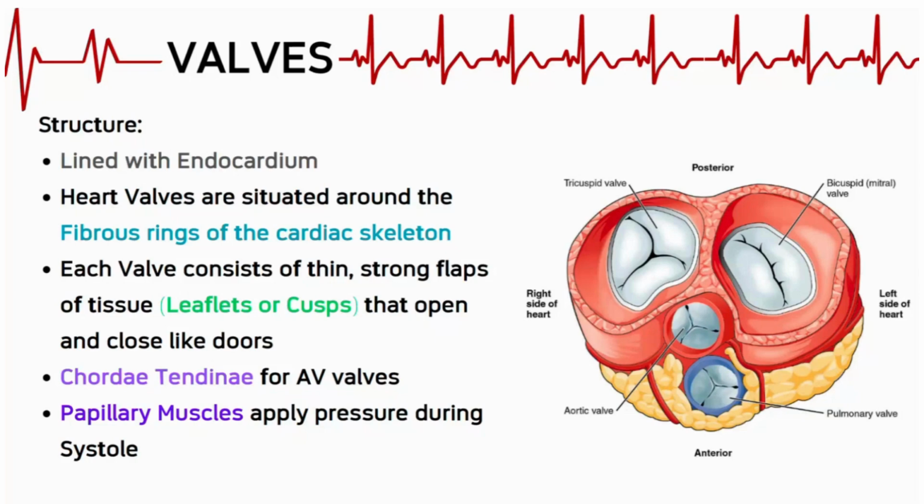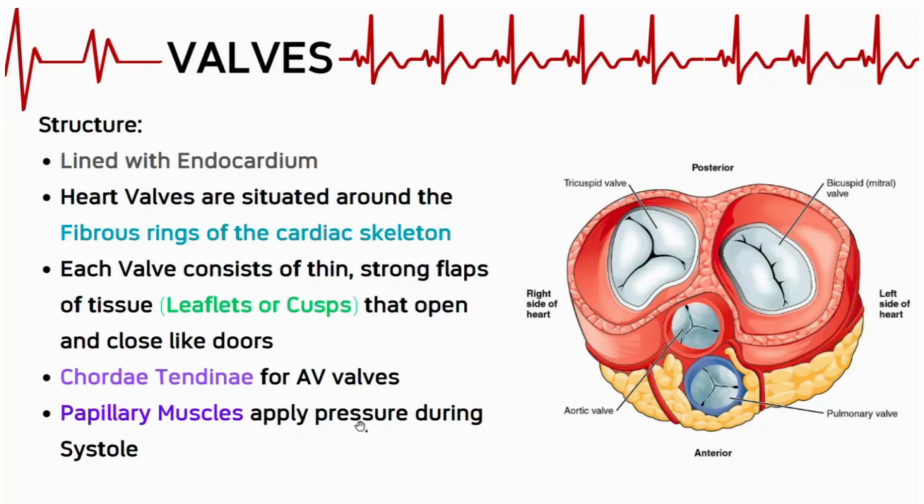Now, I mentioned this a bit earlier, but we have chorda tendineae for atrioventricular valves. As I said, the romantic one, the heartstrings, that's chorda tendineae, right? So they attach to the free edges. So this bit here, this bit here, this bit here. So they attach to the free edges of these valve leaflets.